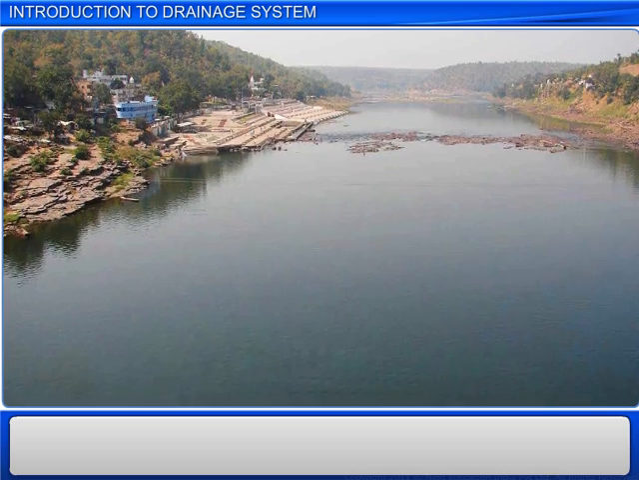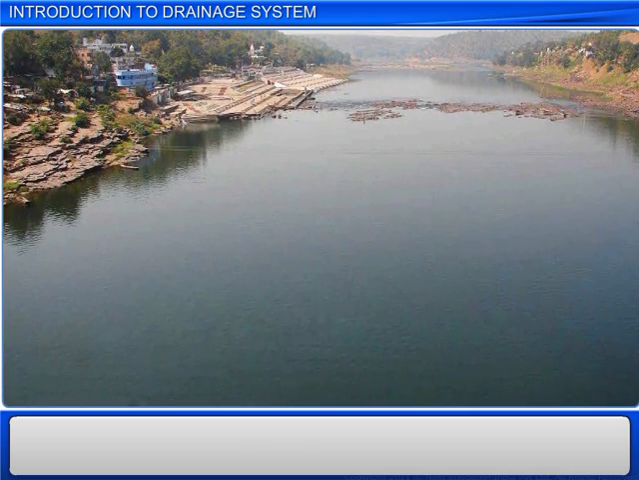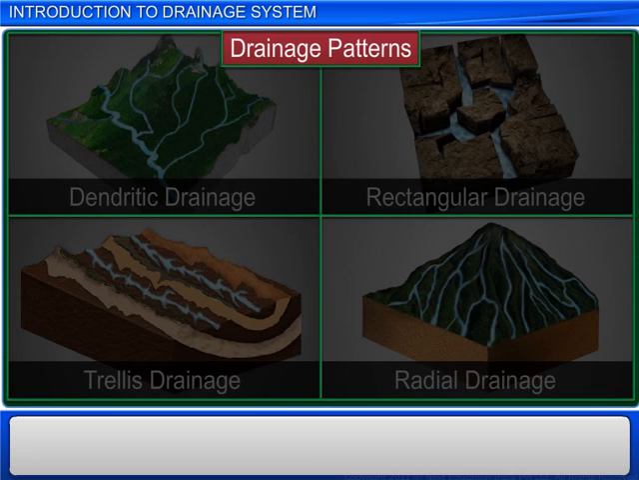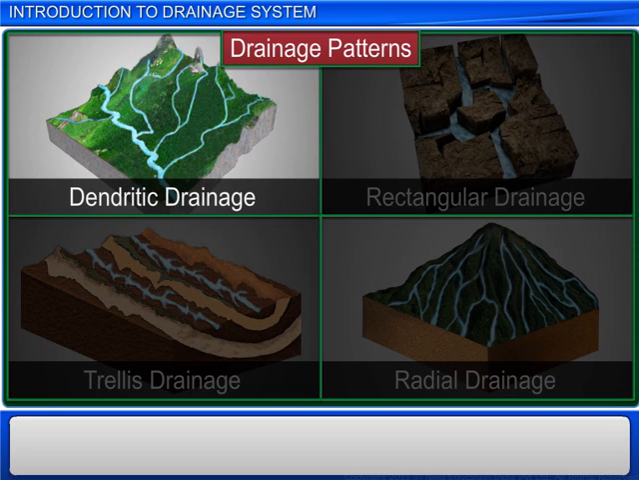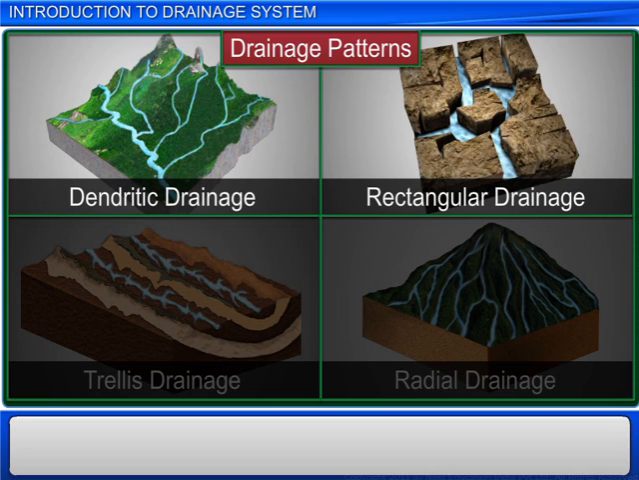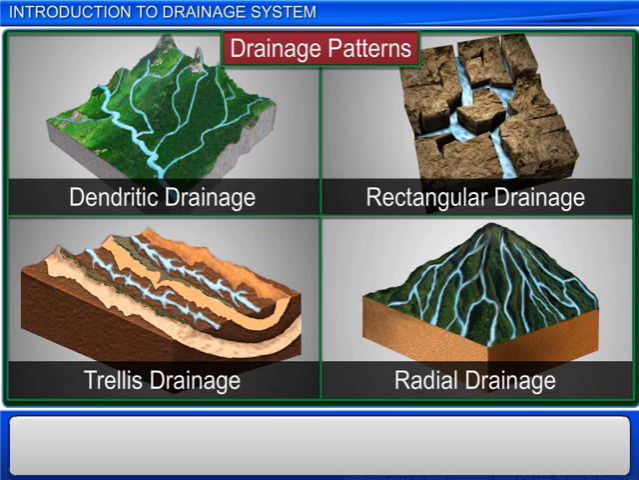Now let us look at different drainage patterns that are formed due to drainage basins. The four main patterns that you will notice are dendritic drainage, rectangular drainage, trellis drainage, and radial drainage.